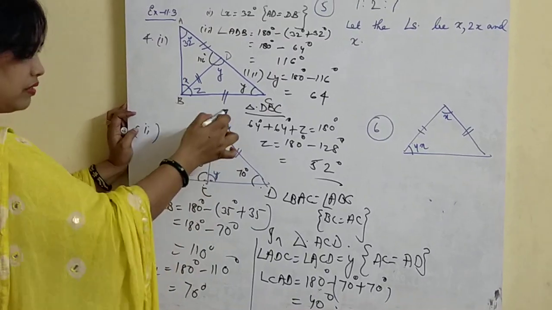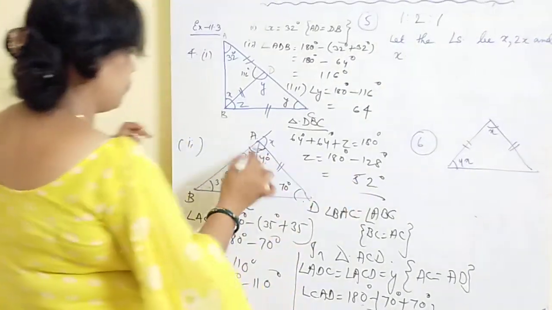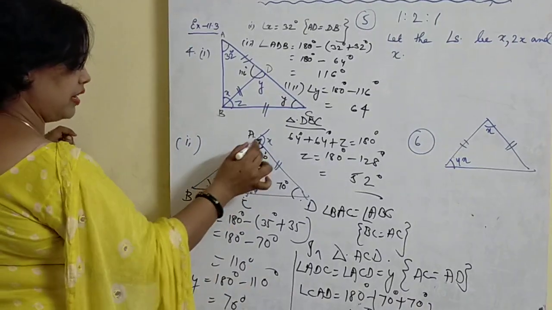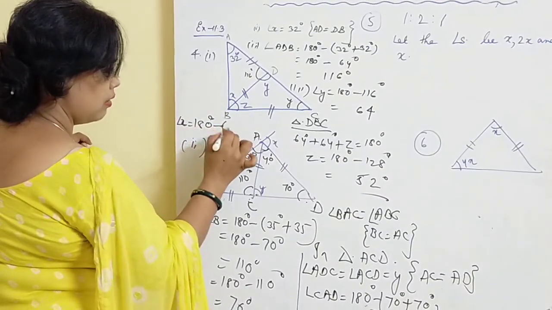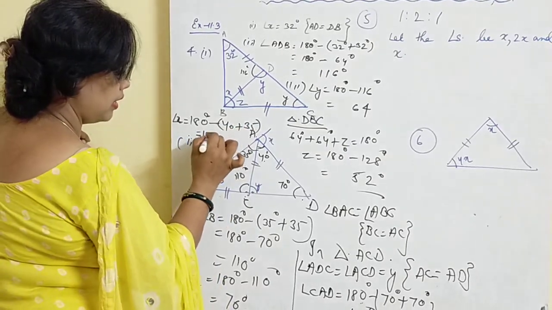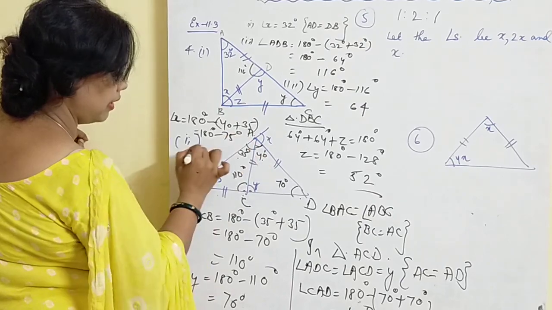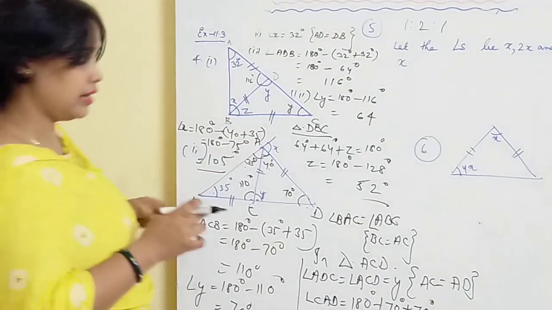Now children, try to observe this is a straight line. So 35 plus 40 is 75 degrees. So angle x will be 180 minus 40 plus 35, 180 minus 75, 105. Please don't forget to write these in linear pair.